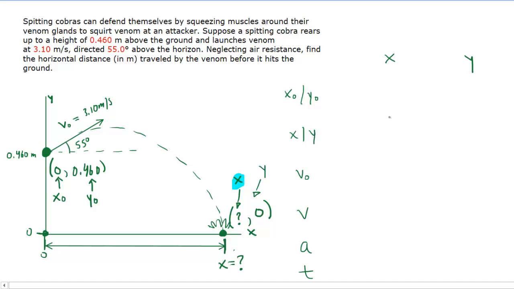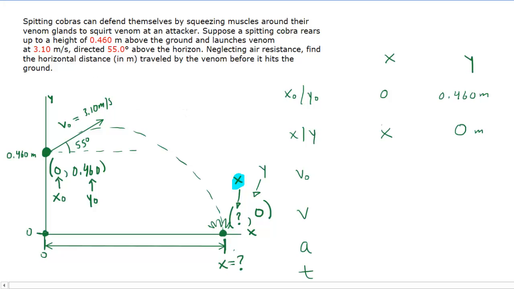And then to help us organize the information, after you've drawn your picture and put on your X and Y axis, you want to fill in this information into a table. So we'll begin with the initial position values, and as noted, in the X direction that was 0, and in the Y direction it was 0.460 meters. The final X position and final Y position would come next. We do not know the final X position, so we'll just keep that as X, but the final Y position was 0, as noted.